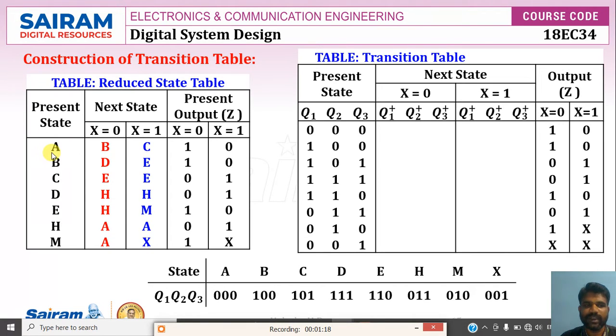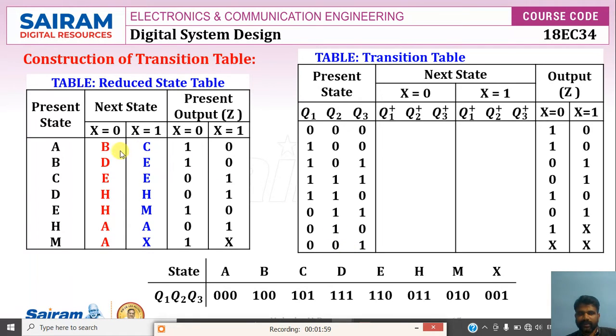So here in this present state, they are replaced with the codes assigned using state assignment. See, present state is A, so A is replaced with 000, and present state is B, and that B is replaced with 100. Similarly, C is replaced with 101, and D is replaced with 111, and E is replaced with 110, and H replaced with 011, and M replaced with 010, and this is unused. That is also listed. 001 is unused.